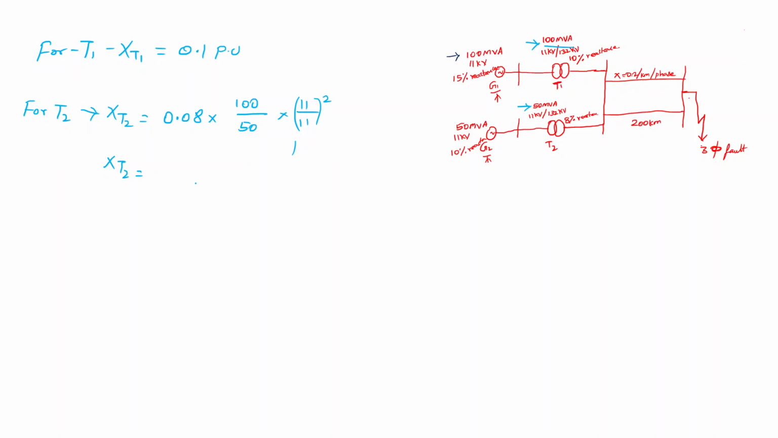Okay, tell me the value. 0.16. 0.16 is correct answer. So 0.16 per unit. Very good. So this is Xt2. And also we need to find out for transmission line. So we completed 4 values, that is G1, G2, T1, T2. Next we are going for a transmission line.